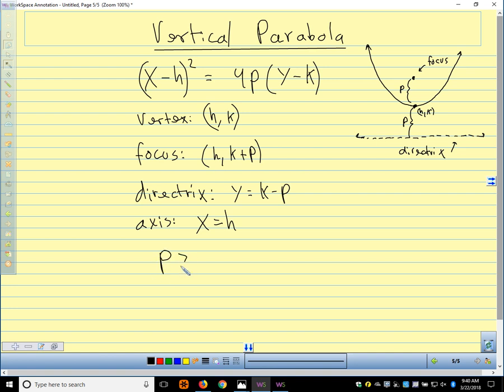If p is positive, our parabola opens up. And if p is negative, our parabola opens down. And the way that we can tell right away that our parabola is vertical from our equation is the x part is squared. So it's like y equals x squared, the parabola that we're used to.